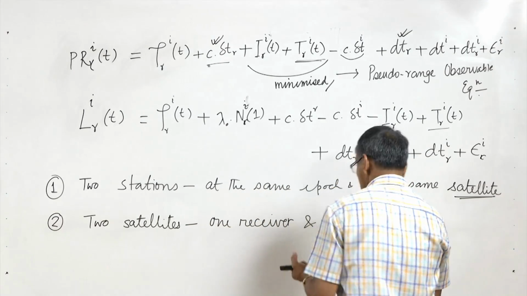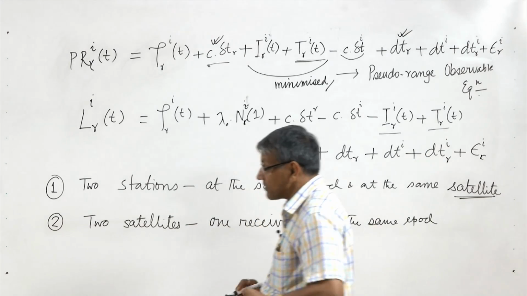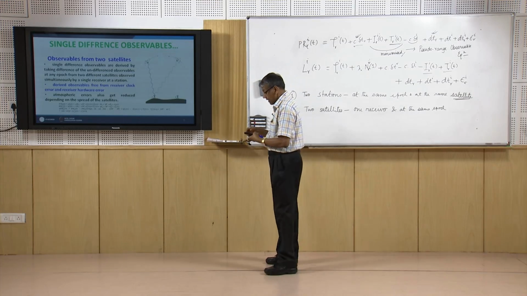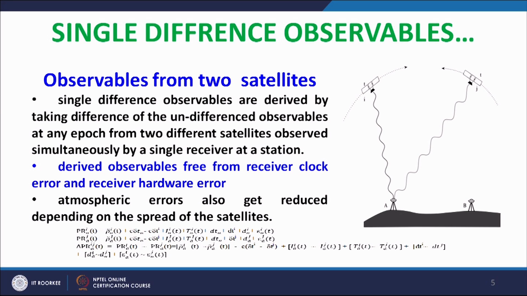So, the time of arrival of the signal is the same and the receiver is the same. So, it is expected that the error that will arise due to the receiver will be identical for each observable, and if we take the difference then those errors will cancel each other.